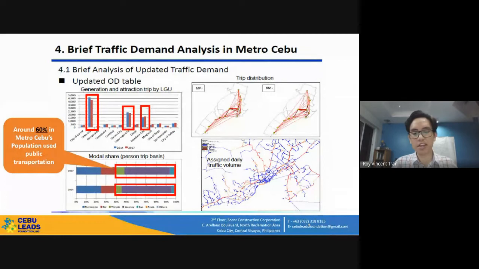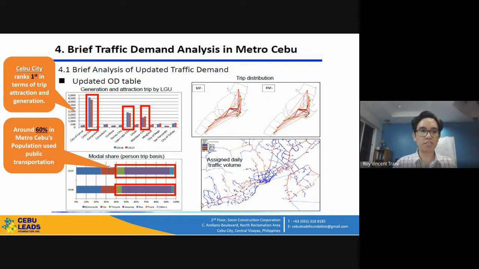Okay. And one thing that I want to highlight is that around 60% of Metro Cebu's population use public transportation. So what is the breakdown of that public transportation? In green is the tricycle, in purple are the jeepneys, and in this teal color is the bus. It seems like the jeepney decreased from 2014 to 2017, and there was an increase in tricycle and buses. And over here, the red and blue are motorcycles and cars, which mostly look consistent or didn't really change. And then Cebu City ranks first in terms of trip attraction and generation, meaning a lot of people come to Cebu City from the neighboring municipalities.